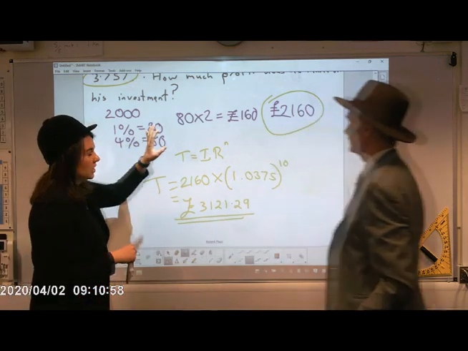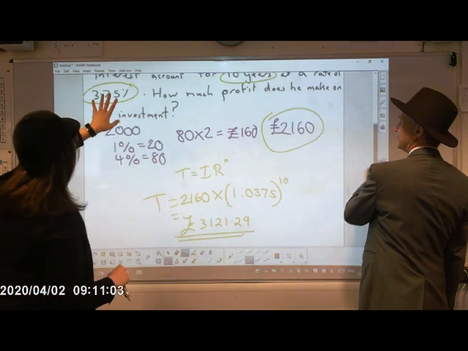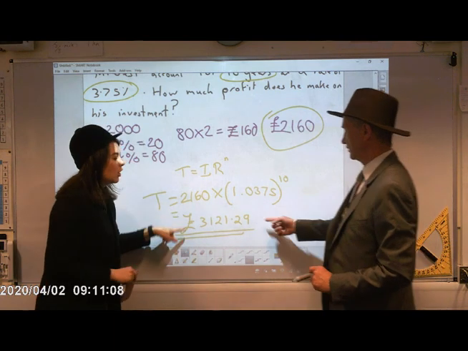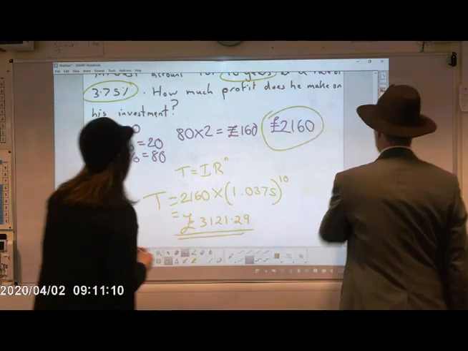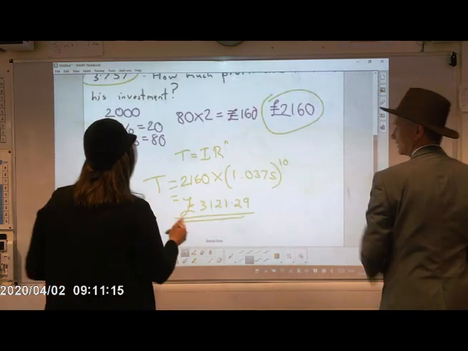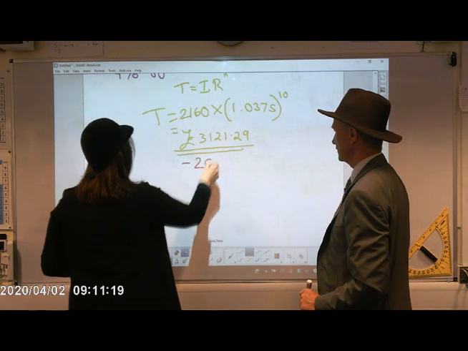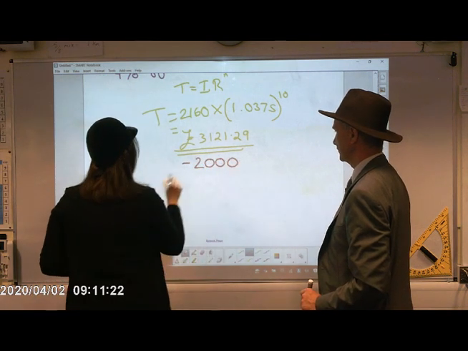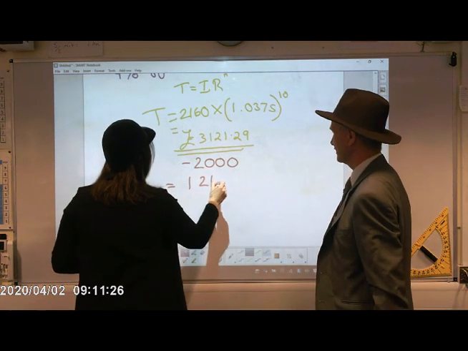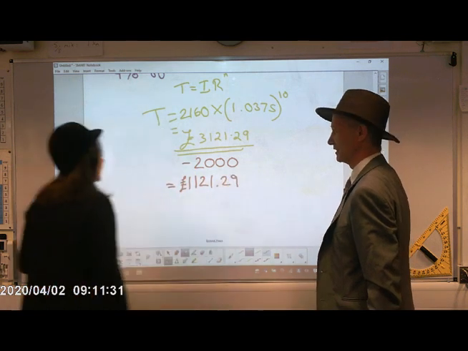And just check back. So Mr. Casey mentioned this at the start. Check back on your question. Are you done? What did the question say? It said, how much profit does he make in his investment? Is this profit? No, this is total. Look, we've even named it as T. He had £2,000 to begin with, so we need to find the profit now. If I take away my initial, I will find my profit, which is £1,121.29. Beautiful. And that is now my profit.